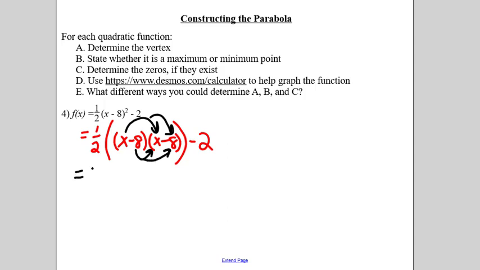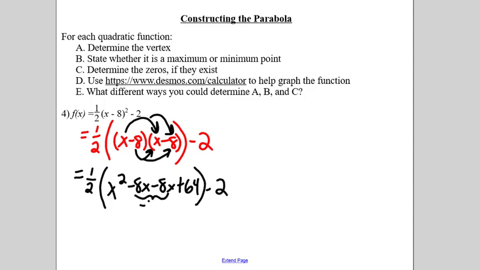So this becomes 1/2 of x squared minus 8x plus 64 minus 2. So minus 8x and minus 8x is minus 16x. Just going to simplify that now so that when I distribute, you know where I'm going with this.